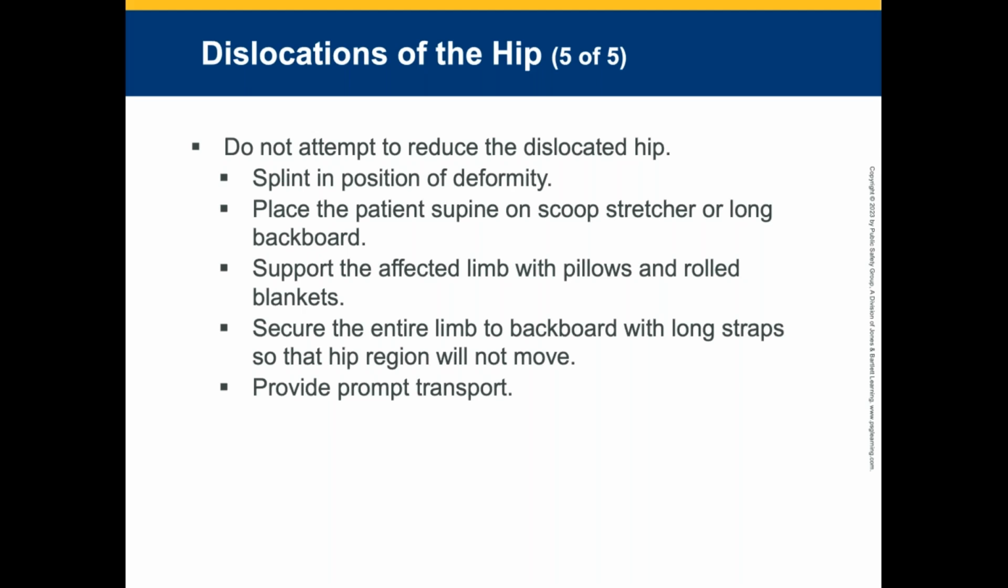Okay, those usually go for X-ray first to see where it's located. Please do not attempt to reduce those. Splint in the position of deformity, get the patient onto a board and get them out to the ambulance. So really, you want to make sure we support that affected limb with pillows and rolled blankets. So we want to make sure we pad around. Every ambulance should be carrying 6+ blankets, things like that, in the back of the ambulance. So utilize what you have. We've got to make sure we get that good stabilization.